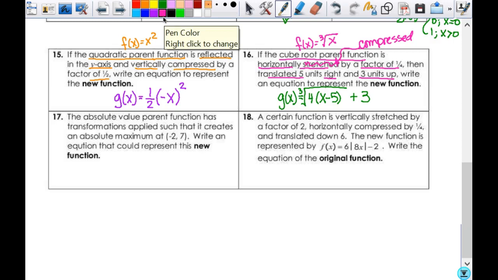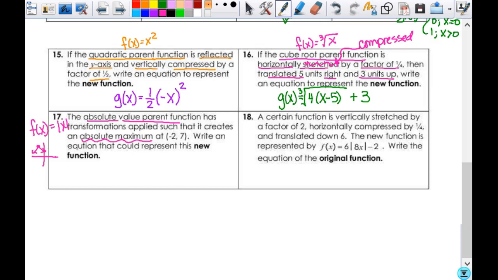All right, so then the absolute value parent function. Okay, absolute value parent function, f of x, is equal to the absolute value of x, has transformations applied such that it creates an absolute maximum at -2,7. So if I was to plot that point, -2,7 would be like right there, if I'm just going to ballpark it. Since this is the maximum, I know it has to open down like that, which means a reflection in the x-axis has happened.